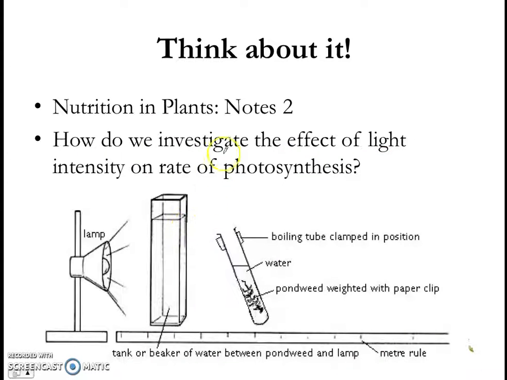So I want you to start with the notes number 2, and you will see this diagram here. Now this diagram shows the setup of an experiment that is used to investigate the effect of light intensity on the rate of photosynthesis. Now I want you to think for yourself for a while, how does this experiment work? What are the different pieces of apparatus for? What do they do and how do they work? So think about it, pause for a while, and I'll explain in the next few slides.